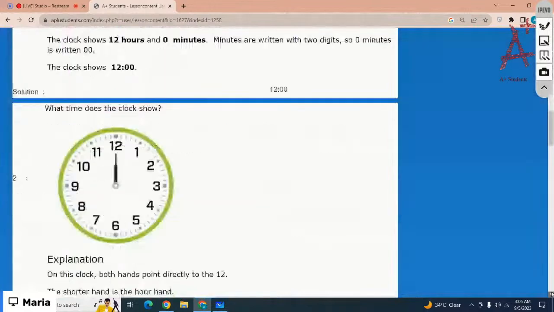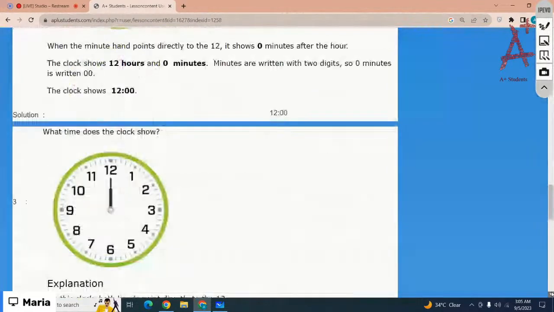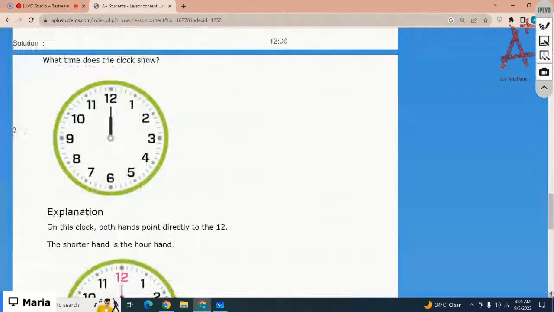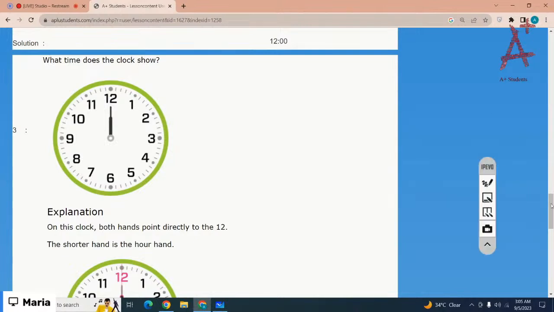Okay, the next one is, what time does the clock show? Both hands point directly to 12, right? So the clock shows the same, 12 hours and 0 minutes.